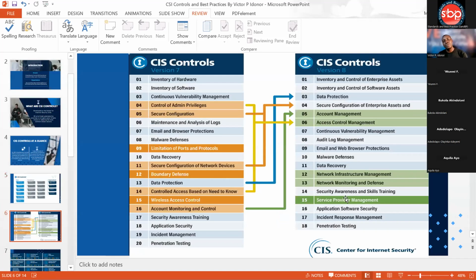So the CIS controls between version 7 and version 8. Version 8 tends to reduce it from 20 controls to about 18, majorly just trying to merge a few of them together to make it a lot easier and cover them in groups. As we can see on the screen, this is version 7 in relation to version 8. If you settle down, you can actually go through this and see the differences and how it is going to be beneficial to your organization, and to you as an individual, to start implementing these controls.